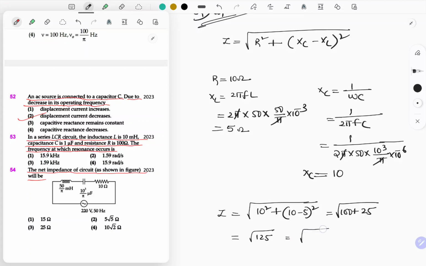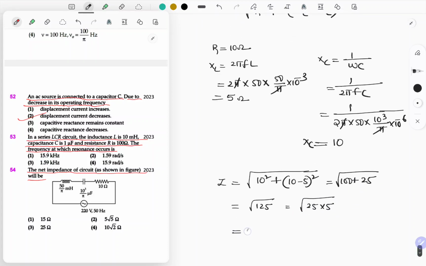Root of 125 can be replaced as 25 into 5. So the final answer is 5 root 5, which is the correct answer. Option 2 is the suitable answer. So I hope you understood all the numericals based on the alternating current chapter.